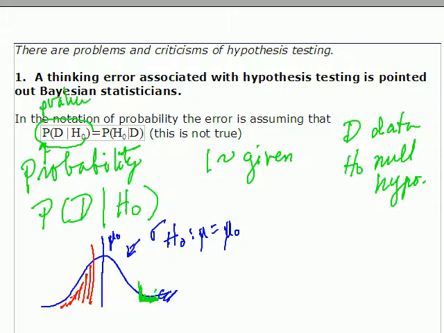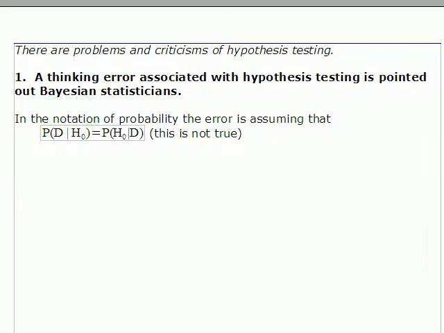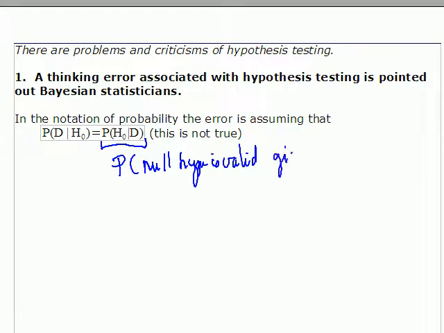Now, what does the second statement say? I'm going to have to clear this board a little bit here. The second statement is not really a problem with hypothesis testing. It's a problem with interpretation of the hypothesis testing. This statement says, what is the probability that the null hypothesis is valid given the existence of this data point?